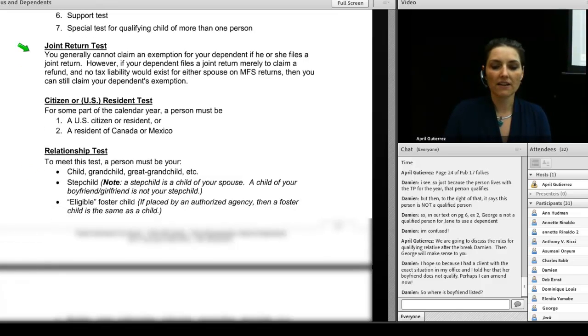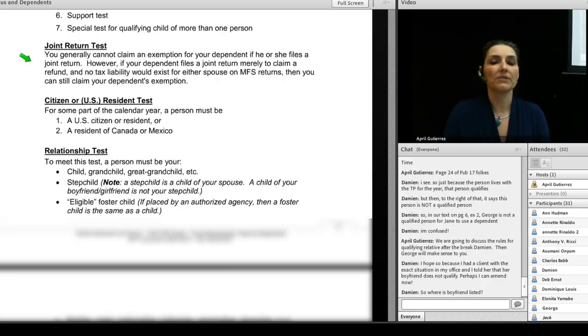You generally cannot claim an exemption for your dependent if he or she files a joint return. However, if your dependent files a joint return merely to claim a refund and no tax liability would exist for either spouse on their married filing separate returns, then you can still claim your dependent's exemption. Now remember, we're not talking about income, we're talking about tax liability.